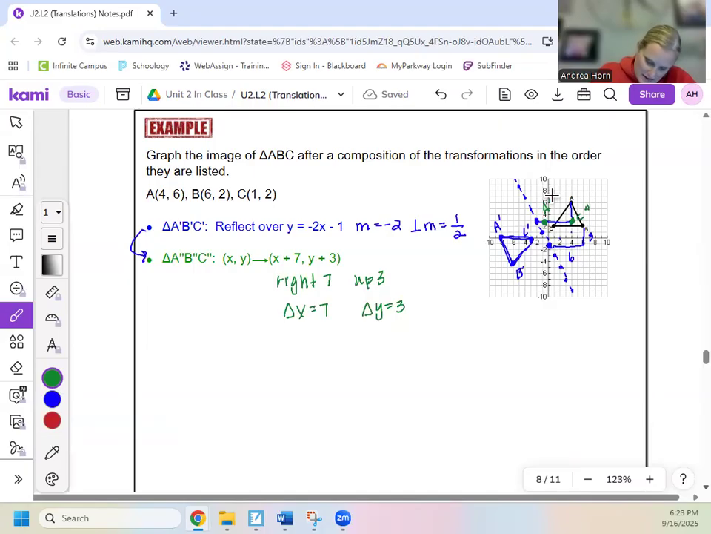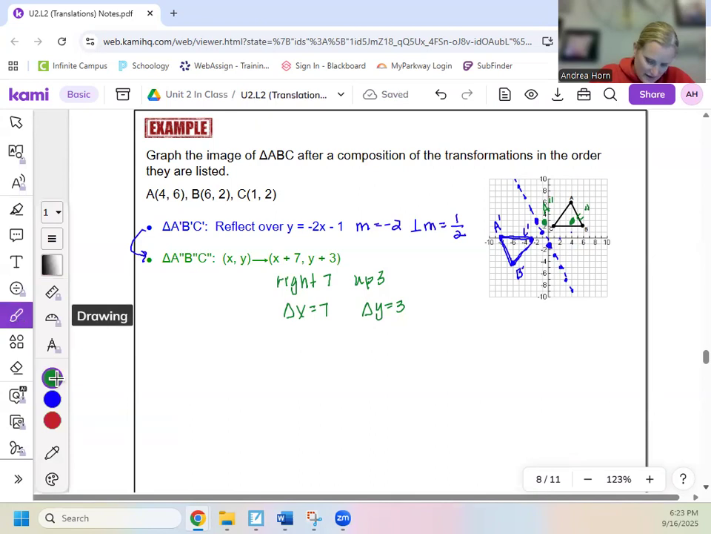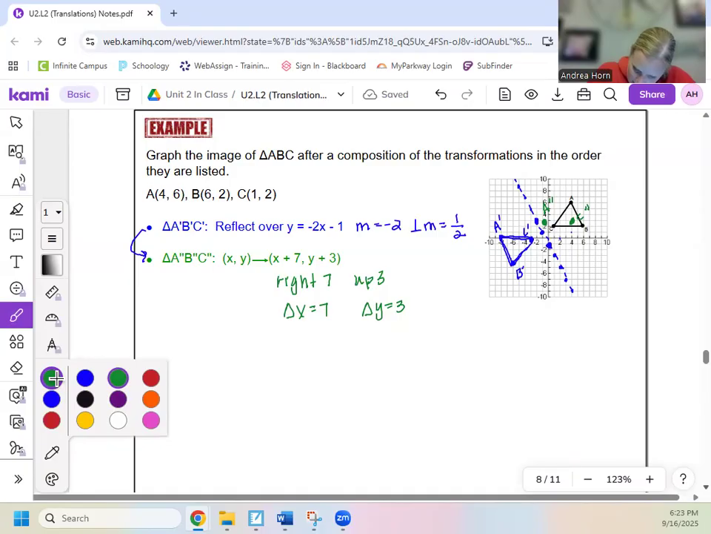And last but not least, I'm going to erase some of my work that I did before because it's starting to get really junky. So you guys can kind of see how the other day I said I don't want extra stuff if you don't have to have it, because there's lots of stuff going on here. B is right 7, 1, 2, 3, 4, 5, 6, 7, and up 3, 1, 2, 3.